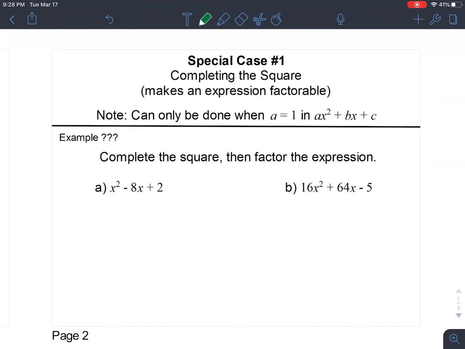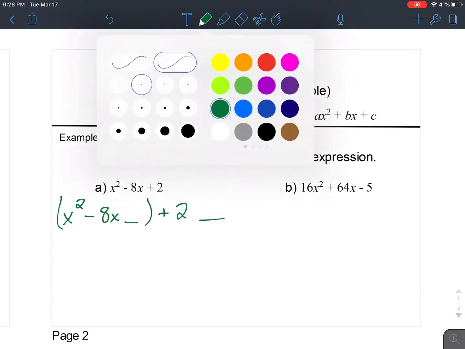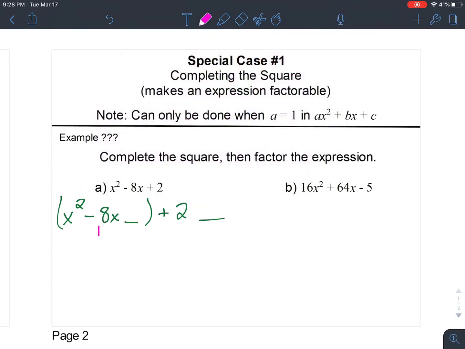Just as a reminder, here's what completing the square is going to look like. For the expression x squared minus 8x plus 2, we're going to leave two blanks in our expression. We're going to put a blank right after the minus 8x and in front of the plus 2, and then we're going to put another one after the plus 2. This is what completing the square will look like.